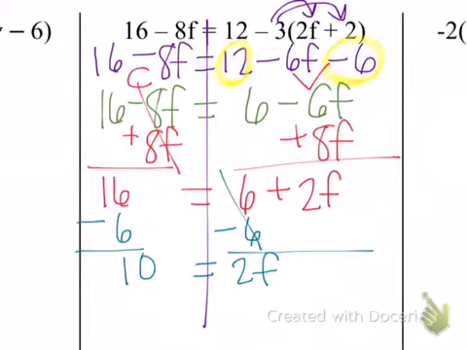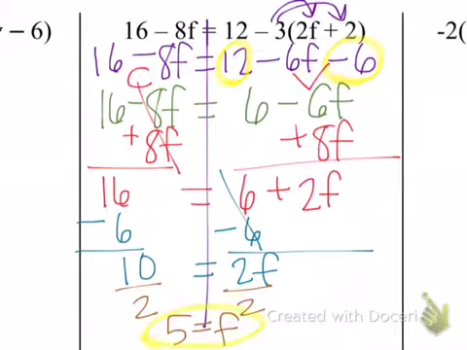My last step, I'm going to divide by 2 because it's being multiplied. So I get 5 equals f for my answer there. 5 equals f.